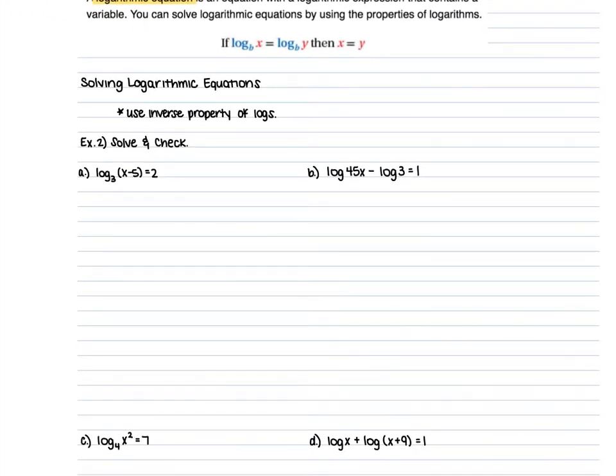For these next ones, we have equations that have log in them. When we do that, if we want to get rid of the log, we're going to take the base on the log and set each side to have that base.